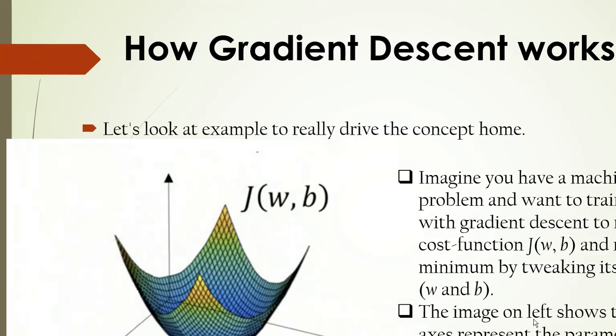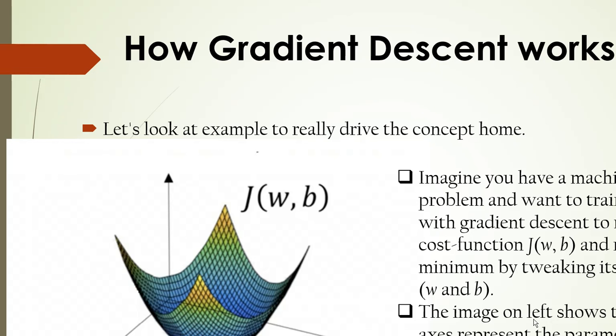Imagine you have a machine learning problem and you want to train your algorithm with gradient descent to minimize your cost function J of w and b and reach its local minimum by tweaking its parameters w and b, which is shown in the image at the left side. The image on the left shows the parameters w and b on the horizontal axis, while the cost function J of w, b is represented on the vertical axis.